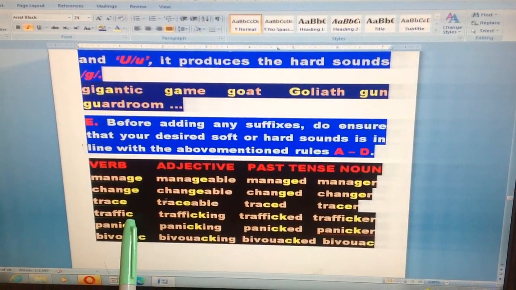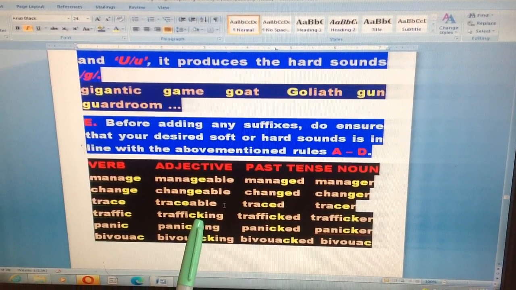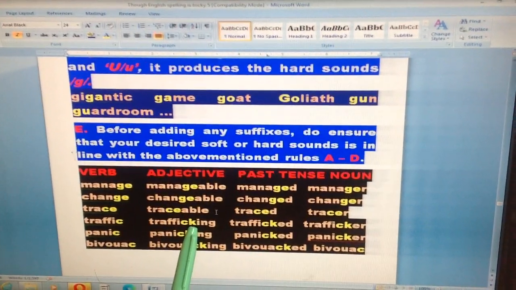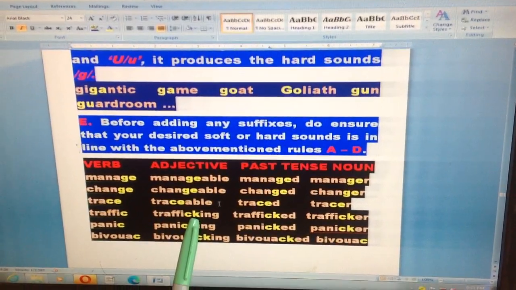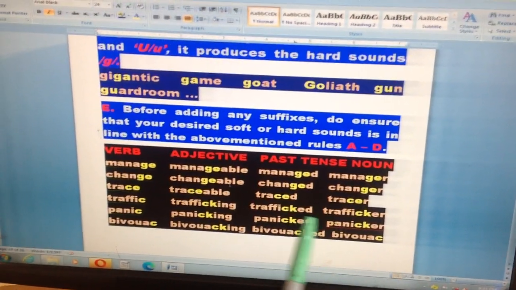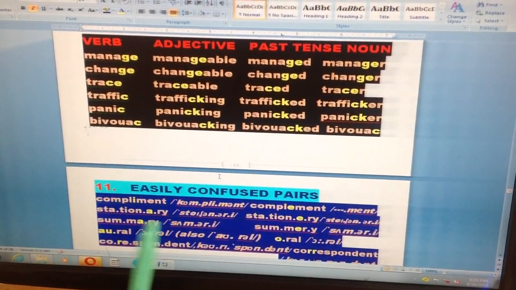Here, the last letter is C. If we don't insert K from somewhere, it will give us trafficing. So for us to get the hard sound, we just have to bring in K from nowhere. And then it gives us trafficking, trafficked, trafficker. That's the rule, the general rule.